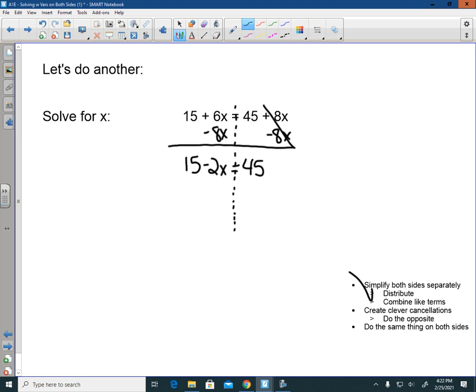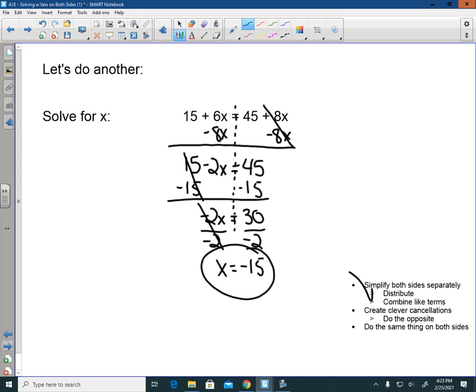And now this is a two-step problem. You've done this kind of stuff a bunch. You're going to subtract 15 from both sides, creating this cancellation. You have -2x left, and 45 minus 15 is 30. And then dividing both sides by -2 is x equals -15. And you're done. So having variables on both sides of the equal sign is really just more of the same. You just have to be careful not to try to combine like terms over that equal sign.